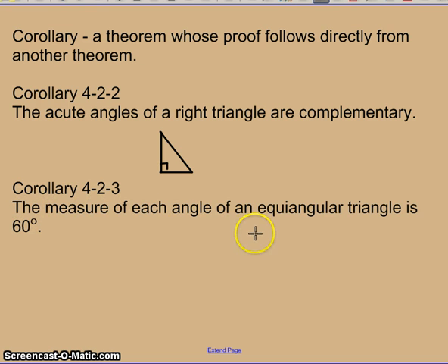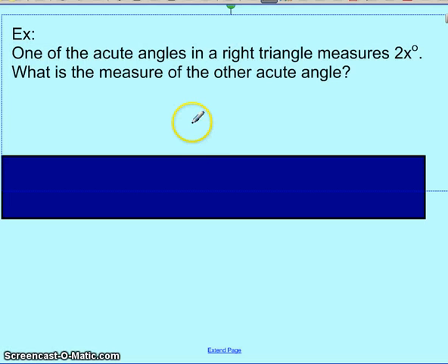It says the measure of each angle of an equilateral triangle, or equiangular triangle, is 60 degrees. Remember that an equiangular triangle is a triangle whose angle measures are all the same. So if all 3 of these are the same measure and they add up to equal 180, well, I'd take the 180 and divide it by 3, and that's definitely going to give me 60 degrees for each one of the angles. And that's what the corollary is saying, that if it's equiangular, they're all going to be 60 degrees. It would also work with equilateral. They're all going to be 60 degrees also.